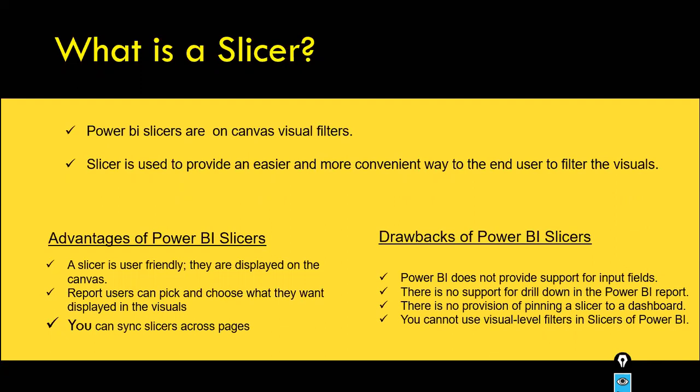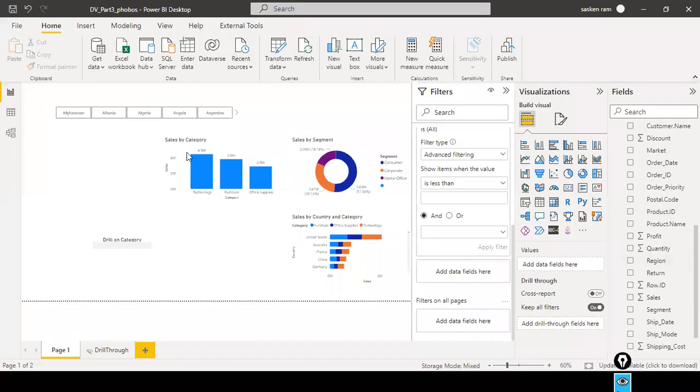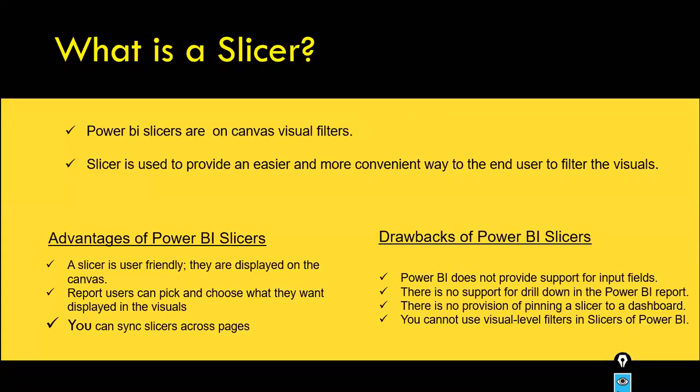Okay, there is no support for drill down in the Power BI slicer. Yes, you cannot do drill down in the slicer. There is no provision for pinning a slicer to a dashboard. You can create a slicer in your report, but you cannot pin the same slicer on a dashboard. So now the question is, what is the difference between the report and dashboard? We can create a dashboard based on the visuals that are available in more than one report file. You can simply drag and drop the visuals from multiple reports and put them on a single dashboard. We will take a look at the difference in detail when I cover Power BI cloud services.